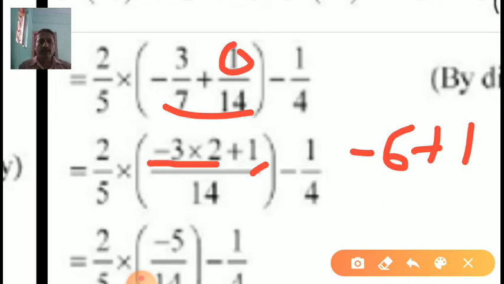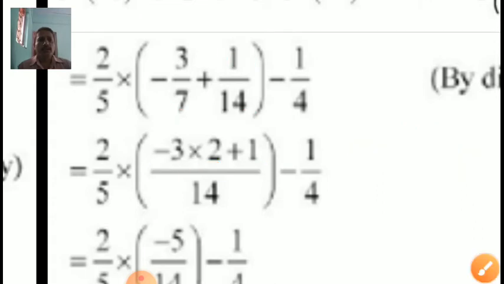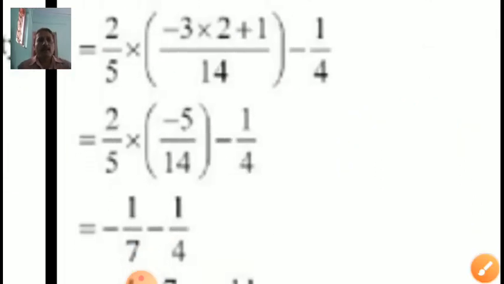What will be the answer? Yes, both numbers having different signs, that should be a subtraction. 6 minus 1 is 5. But which is the bigger one? Minus 6 is the bigger one, so the answer is coming in minus. So minus 5 upon 14. So our next step becomes minus 5 upon 14. So here 2 upon 5 multiplied by minus 5 upon 14.